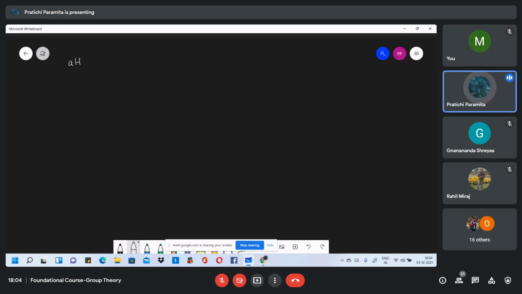So basically, what I'm saying is that if aH and bH are two distinct left cosets of H in G, then there are no elements common to aH and bH. Is that fine?